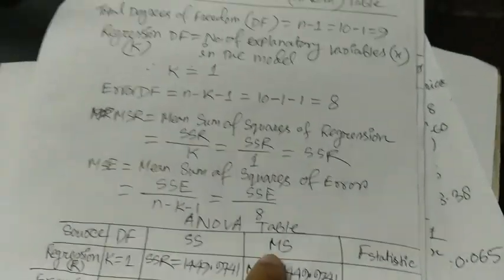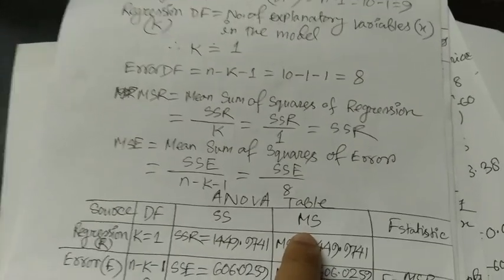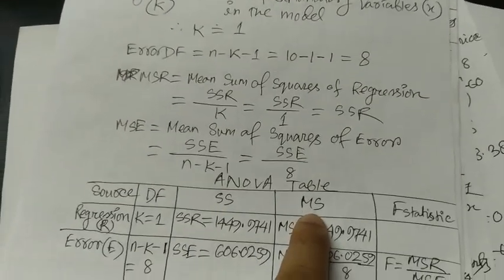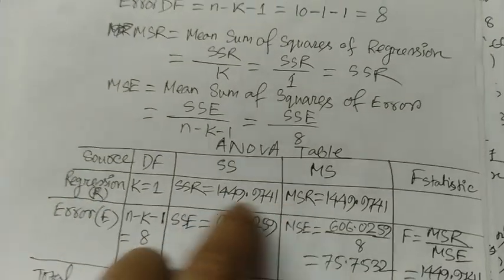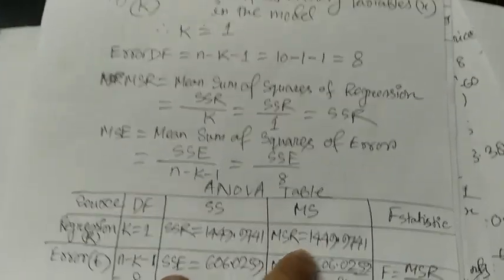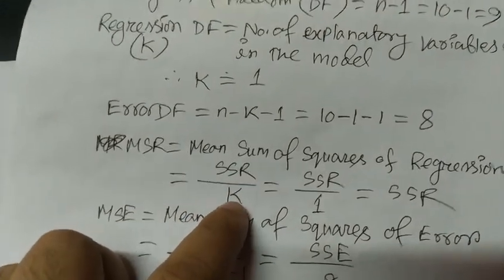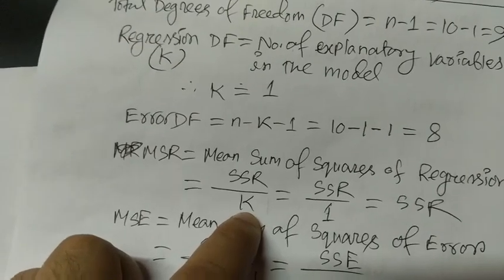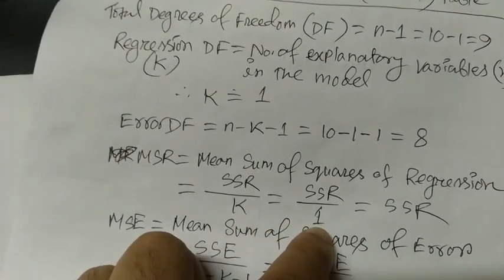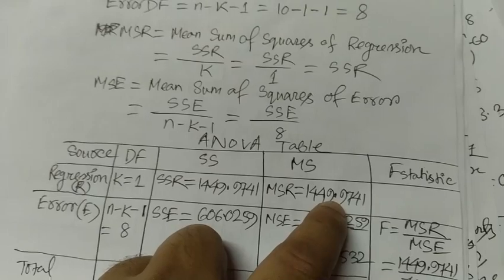Now we will move to this column, MS, that means mean sum of squares. Since this is the row for R, we will have MSR. The formula for MSR is equal to SSR divided by k. K is the number of independent variables, and in our model the number of independent variables is only 1. So SSR divided by 1 is SSR.